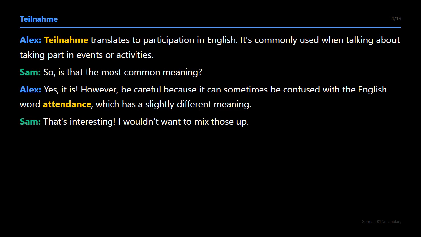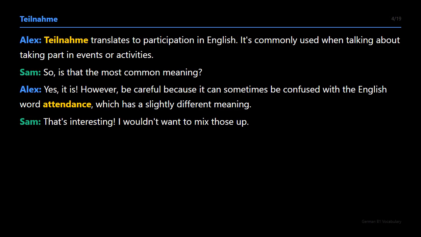So, is that the most common meaning? Yes, it is. However, be careful because it can sometimes be confused with the English word attendance, which has a slightly different meaning. That's interesting. I wouldn't want to mix those up.